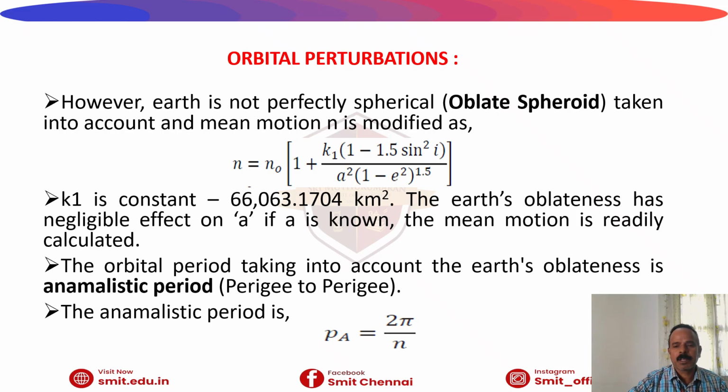66,063 kilometers squared. The Earth oblateness has negligible effect on a if it is known. The mean motion is easily calculated. The orbital period can be easily calculated by means of the anomalistic period. So the anomalistic period P is equal to 2 pi by n, which gives the perigee to perigee distance, or we can say the period.